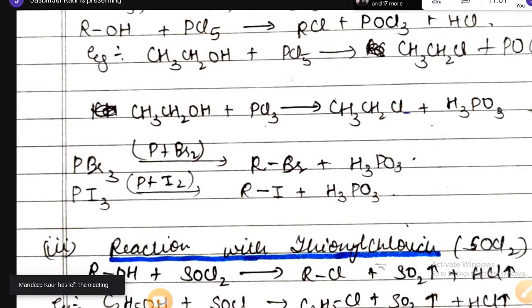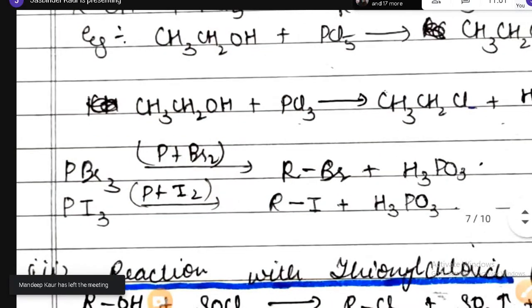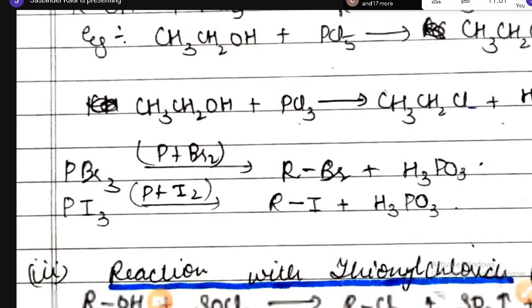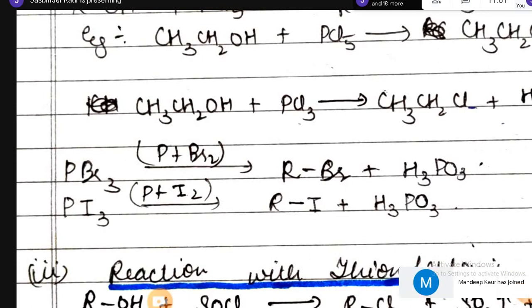But in this we have written P plus bromine or P plus iodine on the arrow. It means PBr3 or PI3 are not used directly. They are prepared within the reaction. They are used in situ. That is, phosphorus with bromine is added and PBr3 is formed within the reaction and it reacts with alcohol to give this product. And similarly, P plus I2.